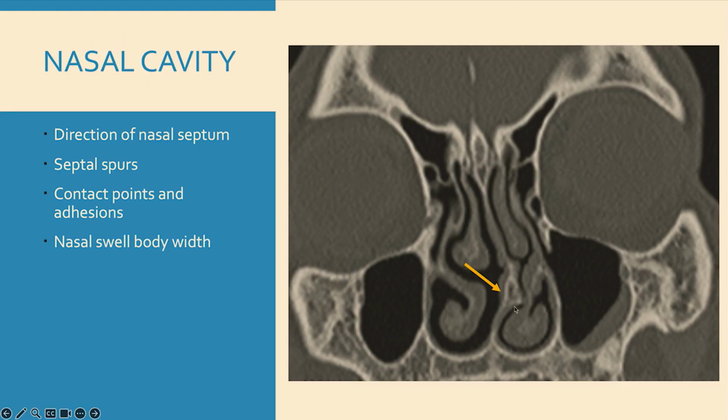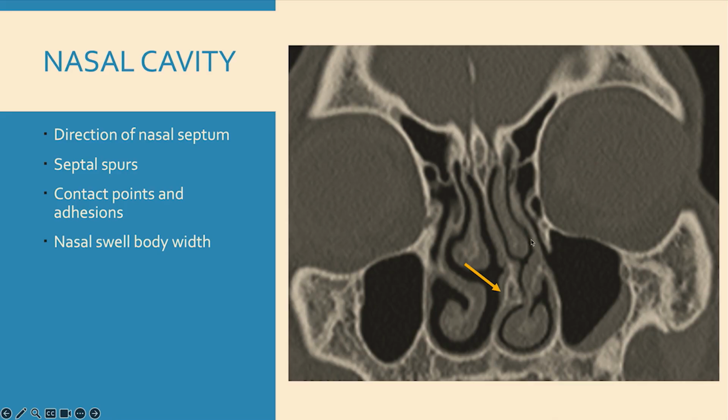Deviated nasal septums can wreak havoc. Dictate the direction of the deviation and any large septal spurs. I will give you one little tidbit, and this is a little controversial, but many people describe what they call septal contact points. If you have large septal spurs that are pushing and deforming turbinates, sometimes the middle, sometimes the inferior, these things get so big they sometimes reach your lateral nasal wall.